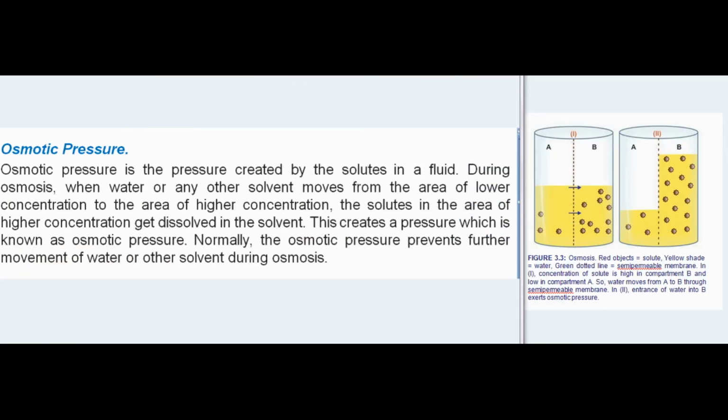Osmosis depends upon osmotic pressure. Osmotic pressure is the pressure created by the solutes in a fluid. During osmosis, when water or any other solvent moves from the area of lower concentration to the area of higher concentration, the solutes in the area of higher concentration get dissolved in the solvent. This creates a pressure which is known as osmotic pressure. Normally, the osmotic pressure prevents further movement of water or other solvent during osmosis.